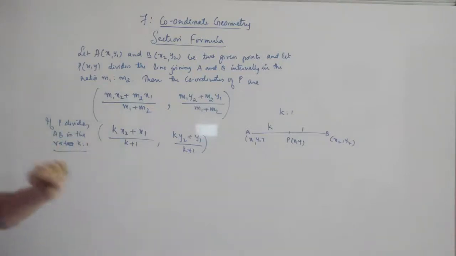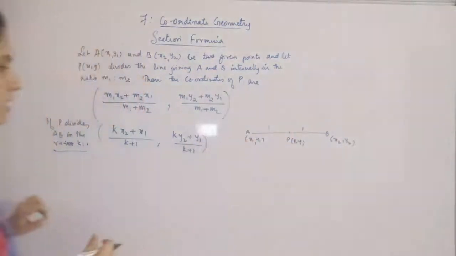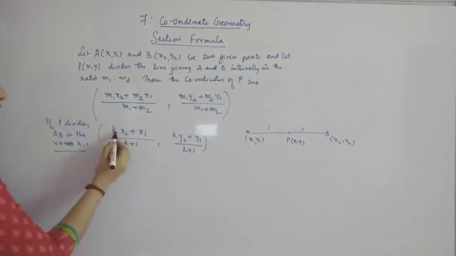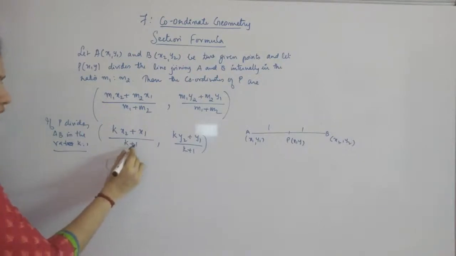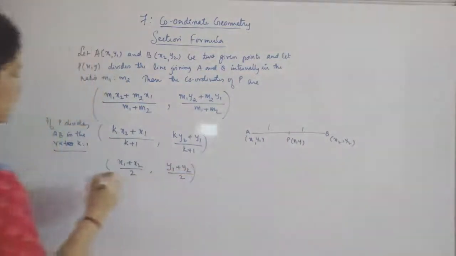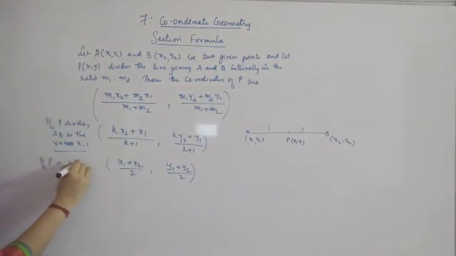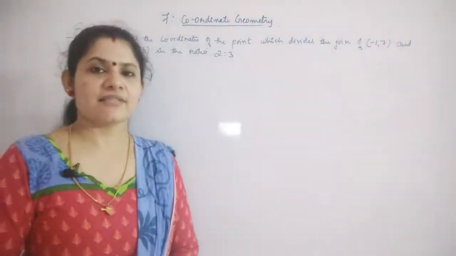Now suppose P is acting as the midpoint of A and B, then the ratio will become 1 is to 1, right? So at that time what will be the formula? Instead of k you are also having 1, that means it is x1 plus x2 by 1 plus 1, which is 2, and y1 plus y2 divided by 2. That is when P is the midpoint of the line joining AB. If P is the midpoint, then the coordinate of P will be x1 plus x2 by 2 comma y1 plus y2 by 2. Starting exercise 7.2.